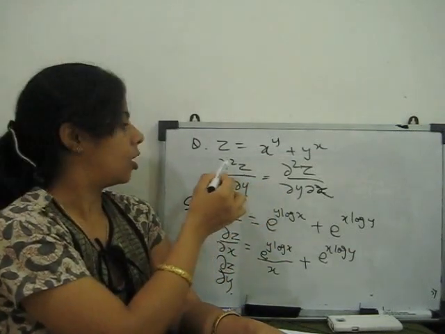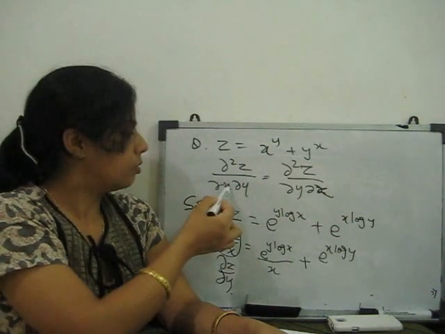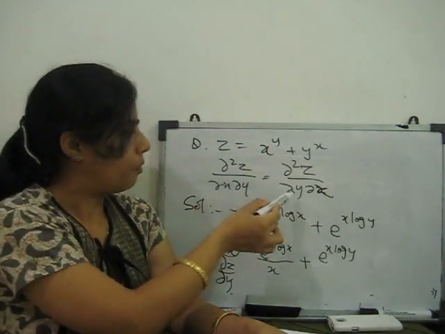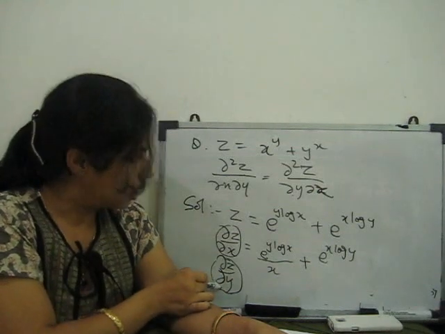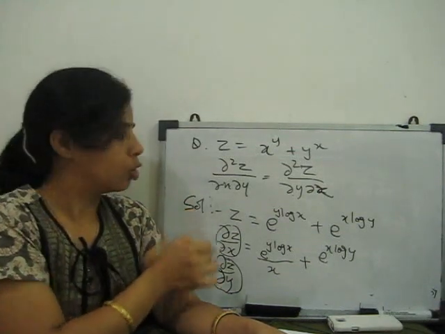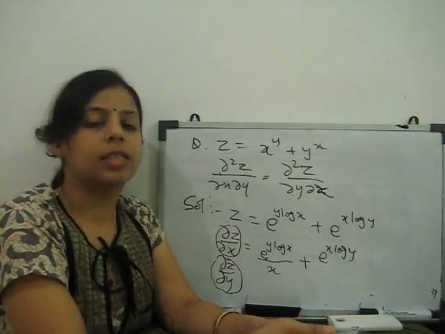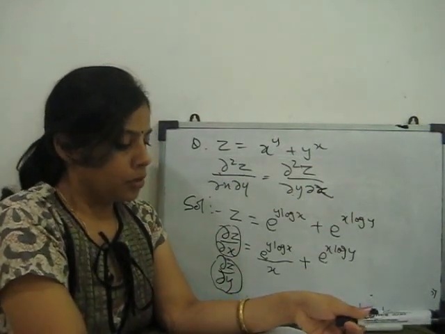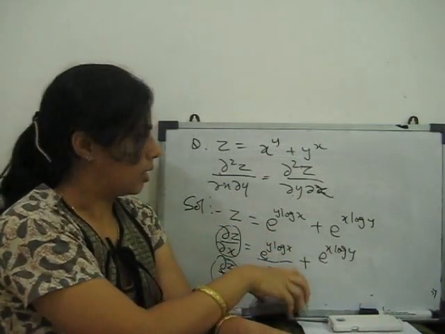Next is the second order. Second order means one time you differentiate this with respect to y, so you will get this. Similarly, one time you differentiate this with respect to x, so you will get this. Both have the same solution, so this can be proved. In many cases it is like this. One more example I can show you.